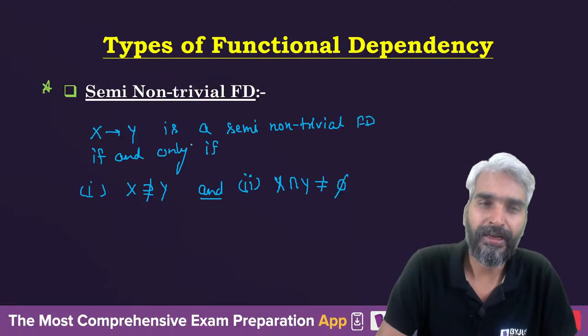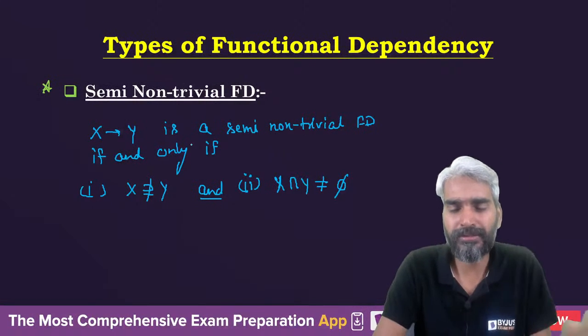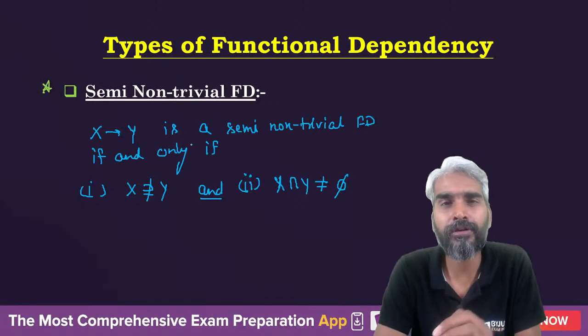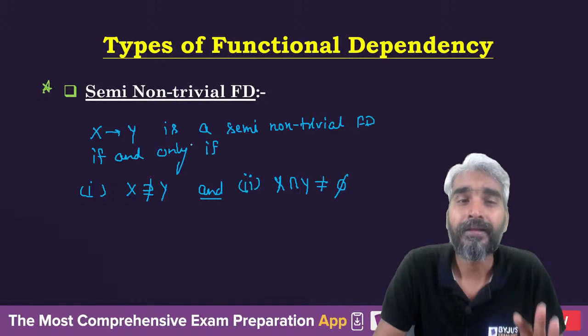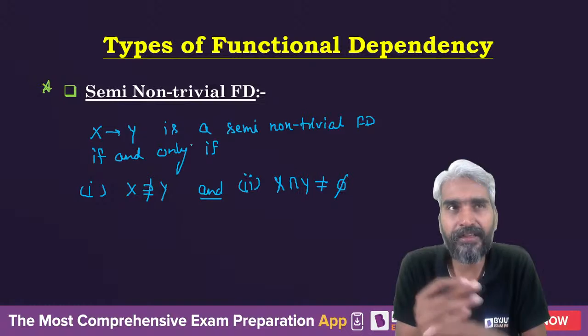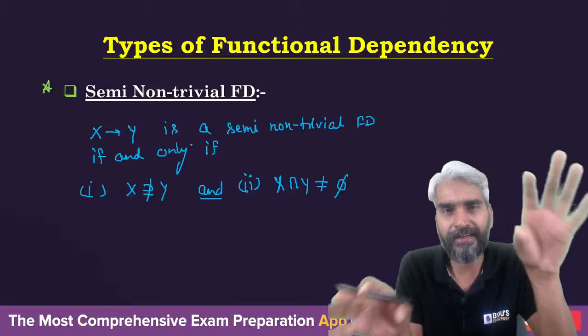Okay. So, if you have understood this, then you just need to understand that the trivial and semi-non-trivial FDs are not important. If you have a semi-non-trivial FD, then you can divide it into two FDs.